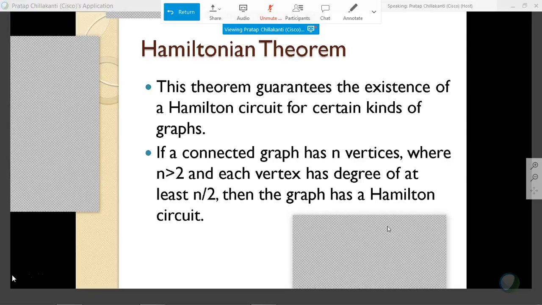So what Hamilton did was, in the general class it's an NP-hard problem to solve. You cannot prove or disprove that it exists or doesn't exist. However, if you put a condition on a graph, that each vertex has degree of at least n/2, it could be more, but it has to be at least n/2, then the graph has a Hamiltonian circuit.